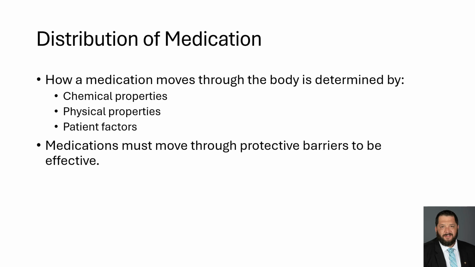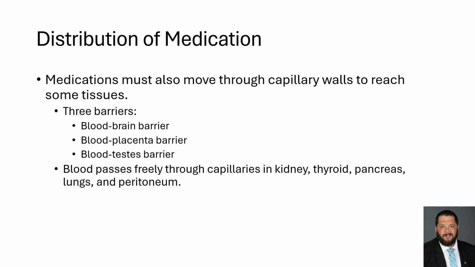So you may consider using an intravenous medication as opposed to an intramuscular or subcutaneous or intranasal medication in a patient who is more circulatory compromised. Medications have to move through protective barriers as well to also be effective. Some of those barriers include things like the blood-brain barrier, the blood-placenta barrier, which is oftentimes how pregnancy medications are classified, and the blood-testicular barrier.